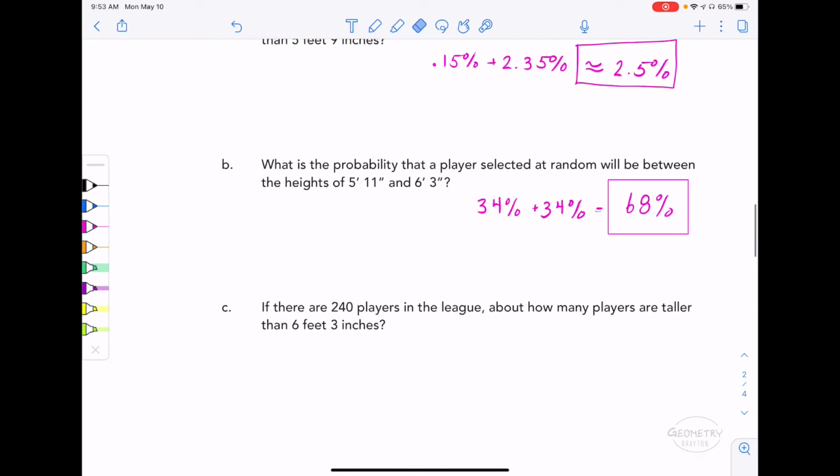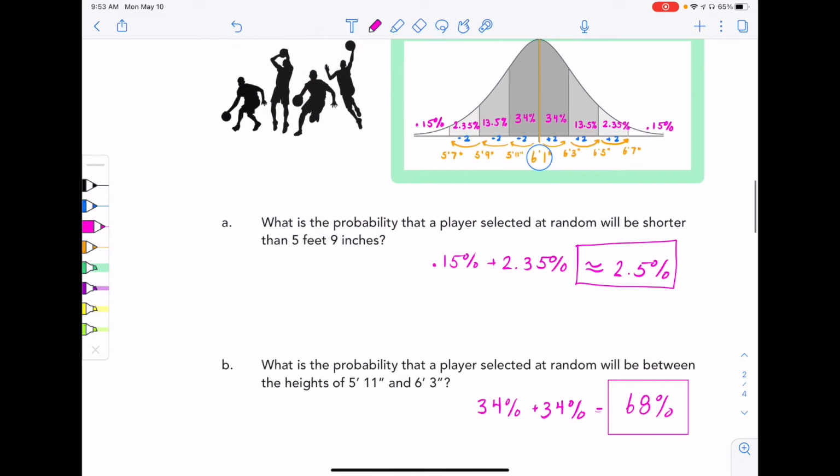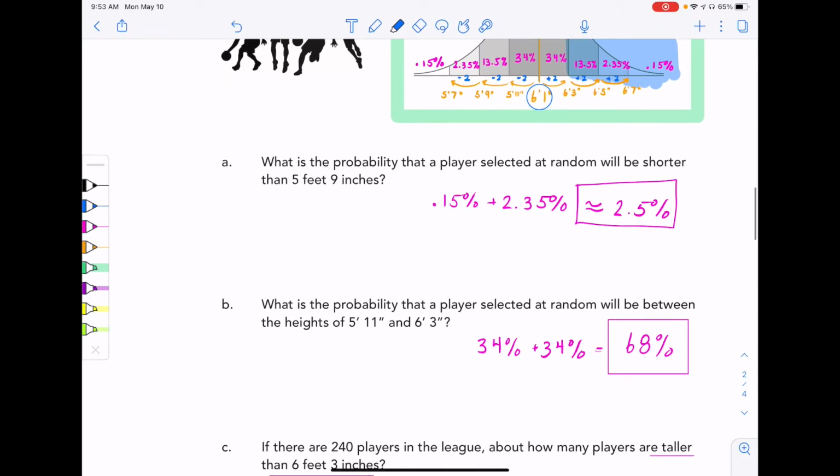And for part C, it says, if there are 240 players in the league, about how many players are taller than 6'3"? Okay, so this one's a little bit more difficult because first we need to figure out what is the percentage of players that are taller than 6'3". If we come up to our chart, 6'3" falls here, and we want anything taller than that. So let's add those percentages together.